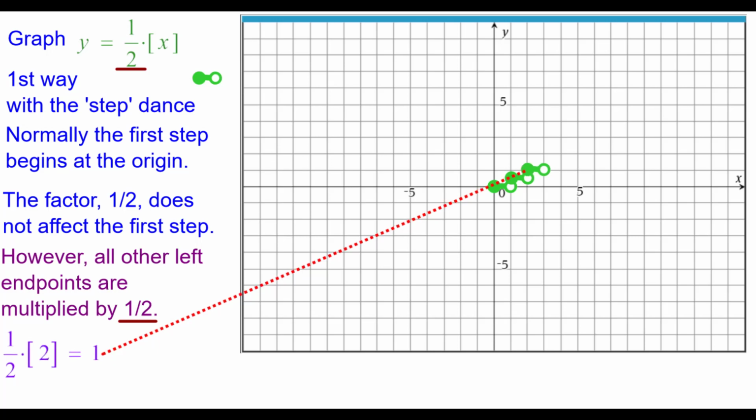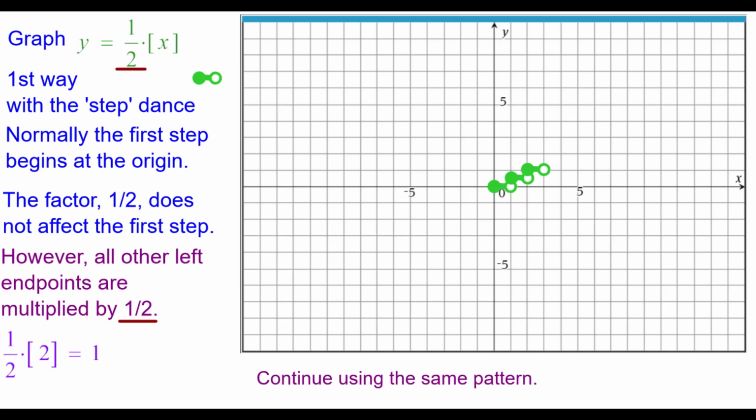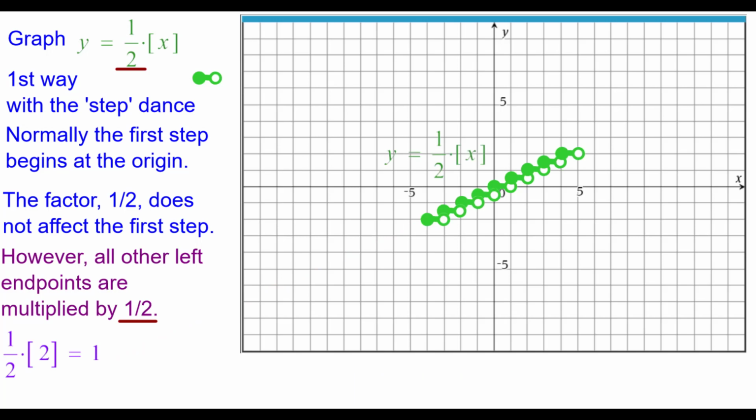1/2 times the greatest integer of 2 is 1. So we'll plot 1 at 2, 1. And we'll continue the same pattern. And this is the graph of y equals 1/2 times the greatest integer of x.